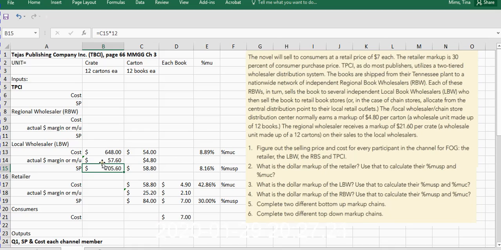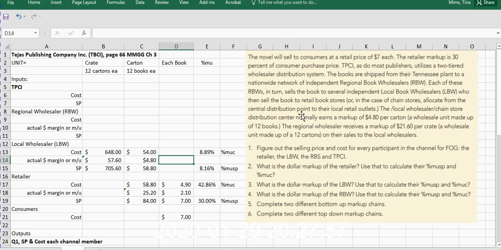Now, if I wanted to check my math, $4.80 times 12 should come out to be close to 57.60. Let's just do a little double check here. I'll get away from this column. I just want to check my math real quick. Look at that. We're in great shape. Okay, so I want to erase that. Now we're not using this each book information column anymore, because these folks, like I said, the regional wholesaler and local wholesaler are dealing in crates and cartons.